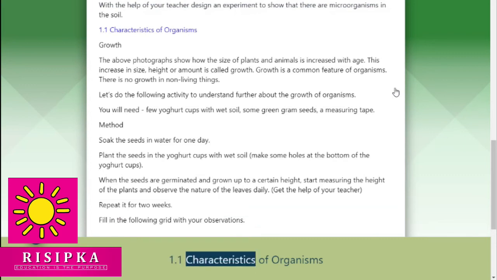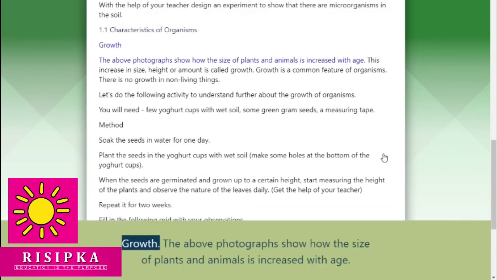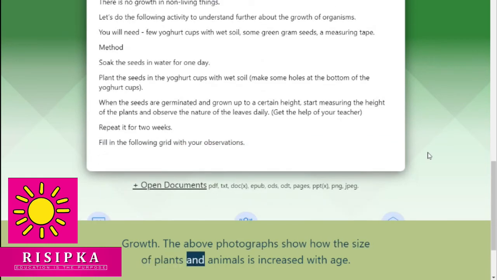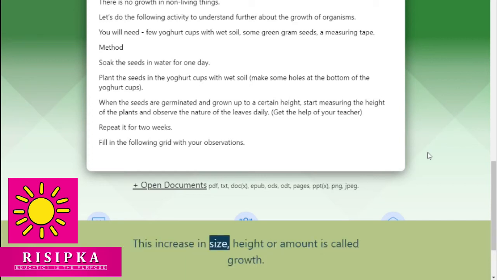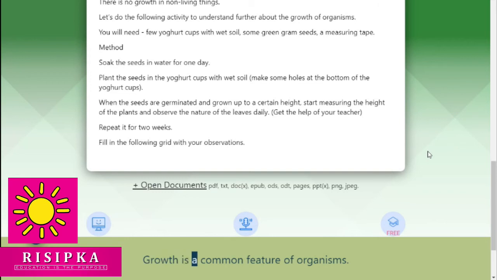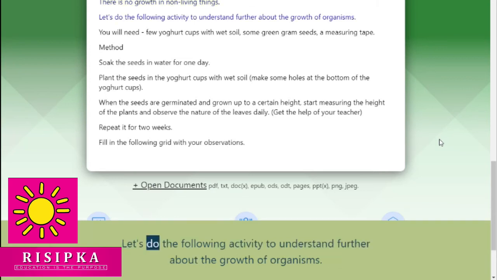1.1 Characteristics of organisms. Growth. The above photographs show how the size of plants and animals is increased with age. This increase in size, height or amount is called growth. Growth is a common feature of organisms. There is no growth in non-living things. Let's do the following activity to understand further about the growth of organisms.